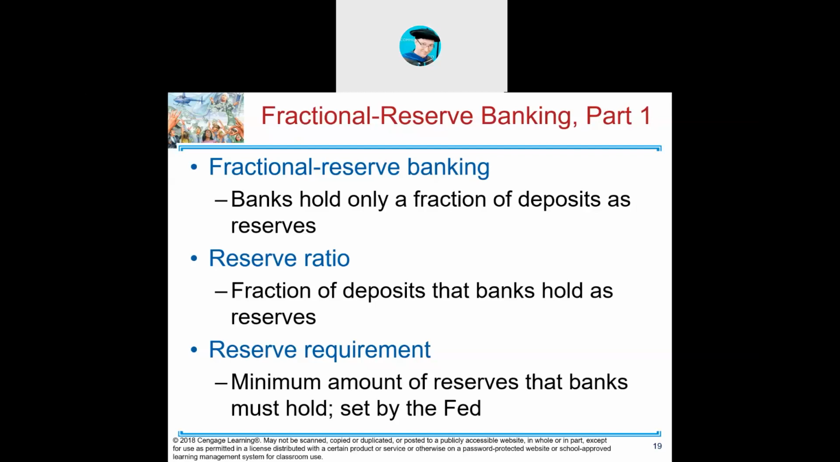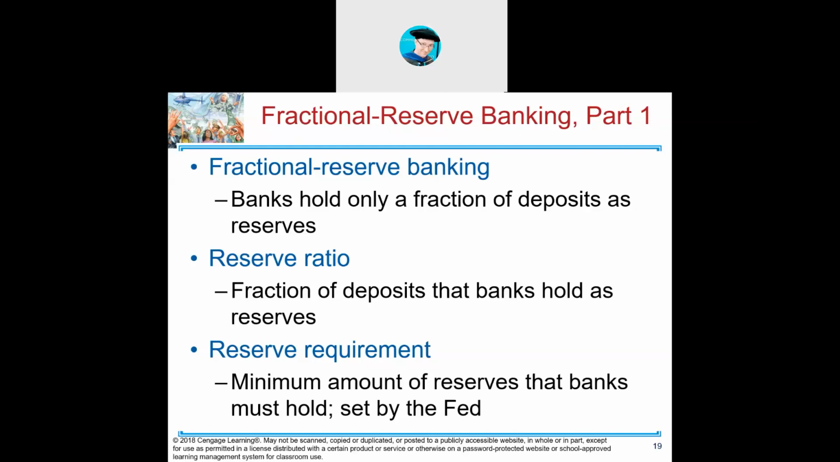Another method is called the reserve ratio. And it is, as you would expect, a ratio. It's the fraction of deposits the bank has on reserves. So the ratio might be like, for every 3 deposits, we'll have 1 in reserves. So a 1-to-3 ratio.